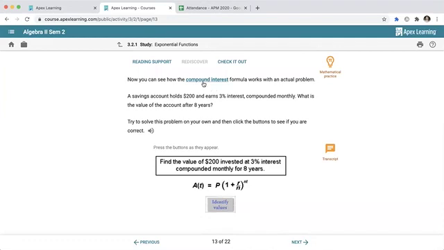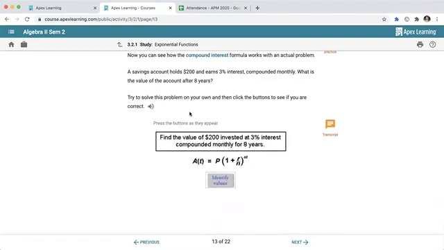So what we can see here is with compound interest, we would dissect what these are telling us and plug in our different values. So if we had a savings account that holds $200 and earns 3% interest, we can look at what this looks like after 8 years. We would identify our different values. 200 is our principal, the first thing that we invested. We have a 3% interest, and we know that it's compounded monthly.